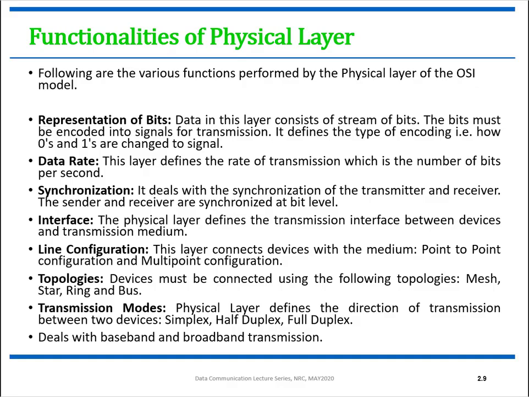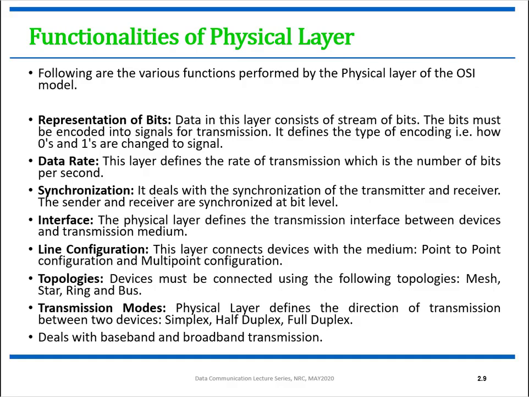Then the physical layer should provide an interface to the devices so that they can communicate. For example, in our laptop or desktop, there is a physical LAN port. This is the interface between you and the server by which you communicate. The physical layer ensures this interface so that we can communicate. The physical layer also ensures the line configuration. As we understood from our previous lecture, line configuration means point to point or multipoint. The physical layer makes sure that your configuration is either point to point or multipoint.